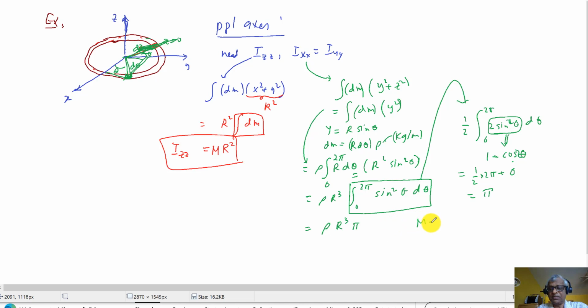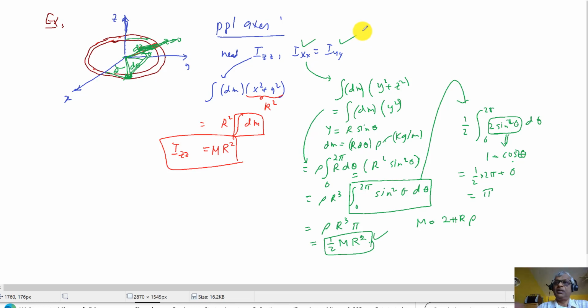Mass is, I go all the way around at the rim, so mass is 2π r ρ. So from there I get a half m r squared. So I_xx is this, so that should be equal to I_yy.